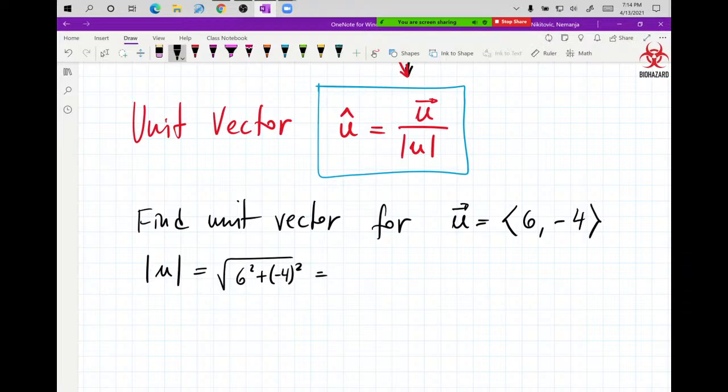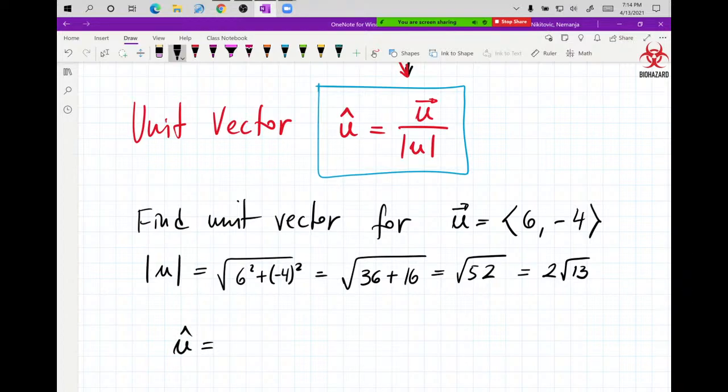We had that at the beginning of the lecture. So that's 36 plus 16, which is the square root of 52. Now that is 2 root 13 if you care about simplifying values, because 52 is 4 times 13. It's like a deck of cards, right? And now I can calculate the unit vector.